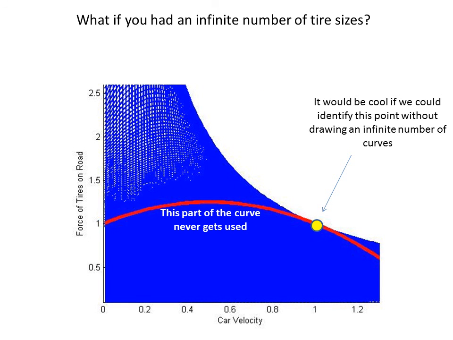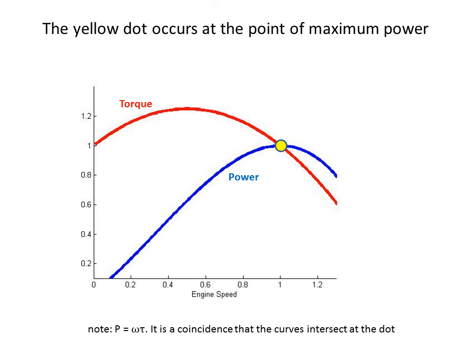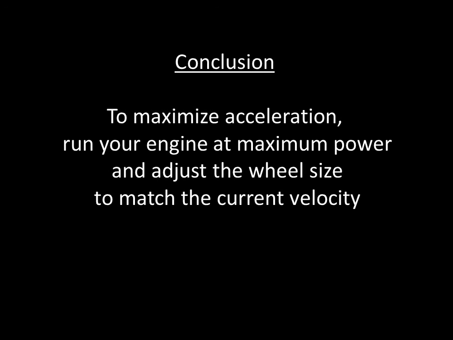So we wanted to figure out what this yellow dot was that's being translated along this blue edge. And that yellow dot is the point of maximum power. If we have a particular torque curve, we multiply that by the engine speed to get our power curve, and then maximum acceleration is operating the engine at maximum power at all times. And that's it.